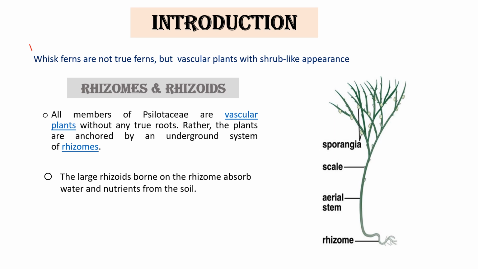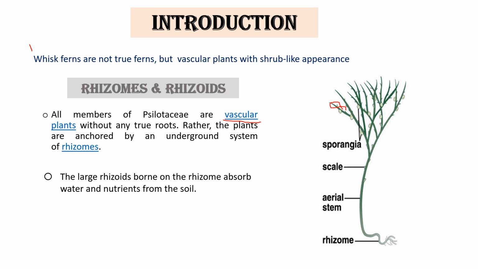So these are the first primitive land plants which have vascular tissue. Before that, the bryophytes are there. In bryophytes we don't have a vascular system. Here we have a vascular system, but still we don't have any true root to absorb water. Instead we have rhizomes. On the rhizome there are rhizoids borne which absorb water and nutrition from the soil. You can see there is a scaly leaf present on the aerial shoot.